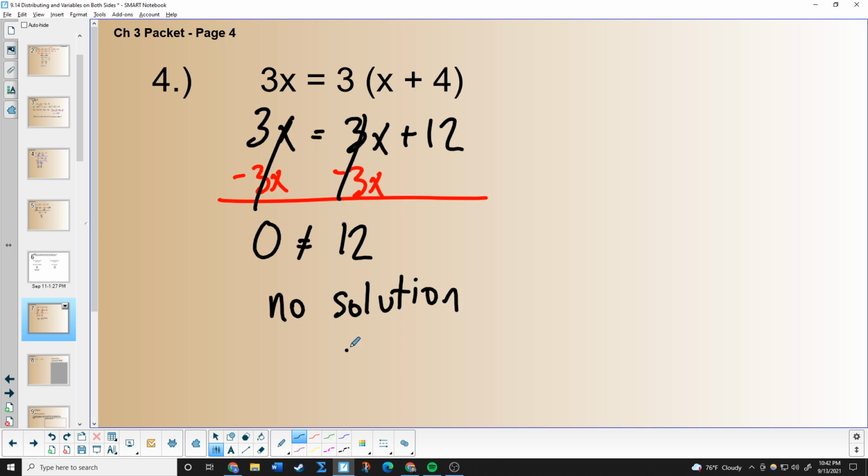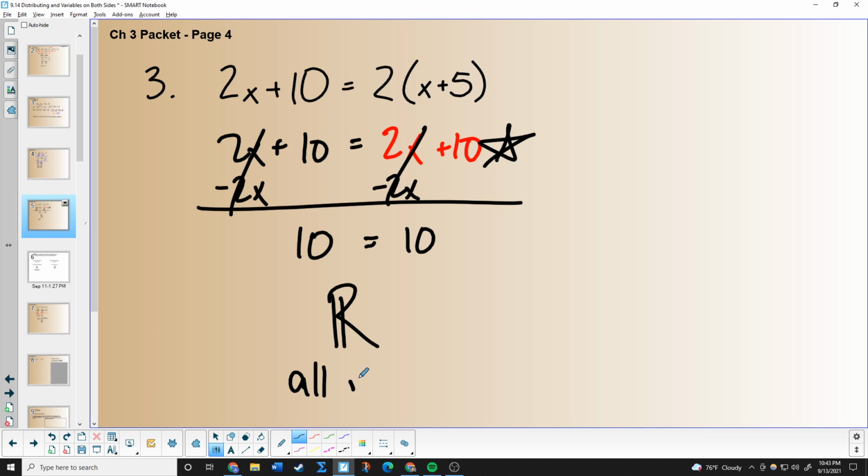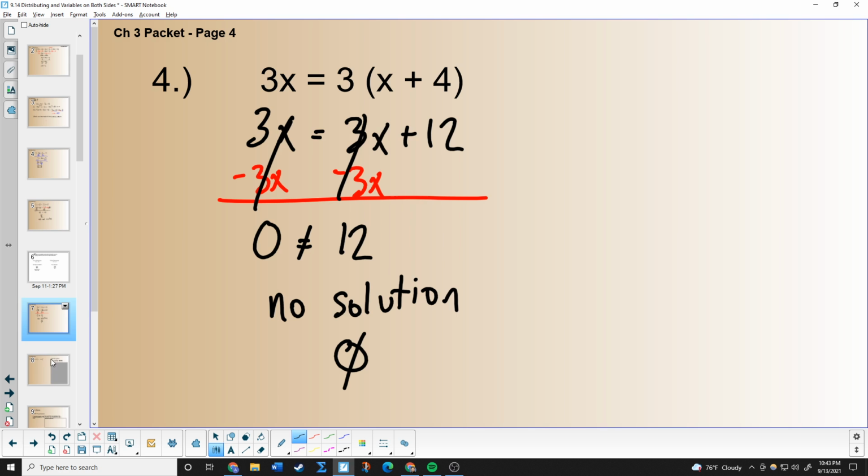And the symbol we can write as well, like this. We'll write all real numbers here. All real numbers. All right, cool. So that is number 4.